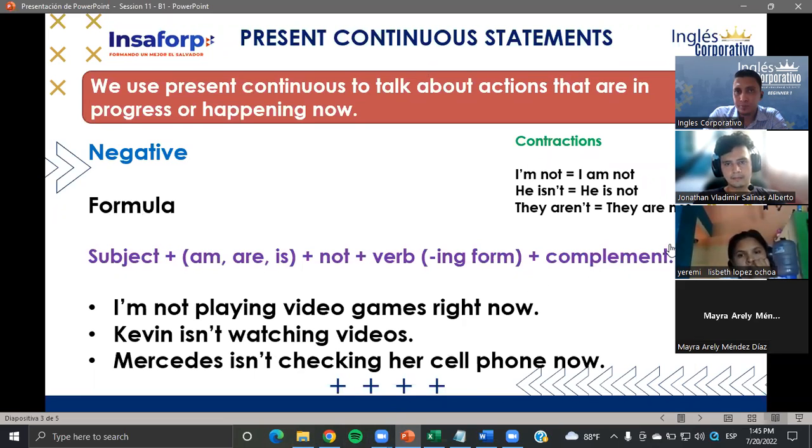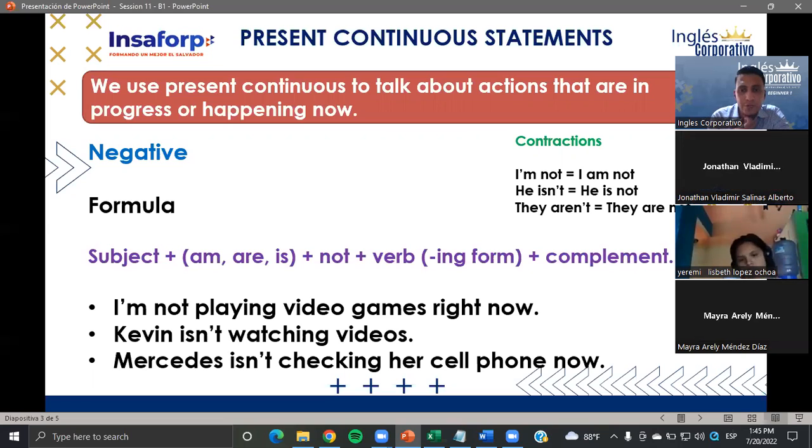That is a way. Okay. And we always express, or we always talk about actions that are in progress or happening now. But in this case, it's negative. We express what someone is not doing at the moment. So in my case, I'm not playing video games now because I'm teaching. I'm teaching English to you. Okay. This is the negative way. Any questions, everybody?